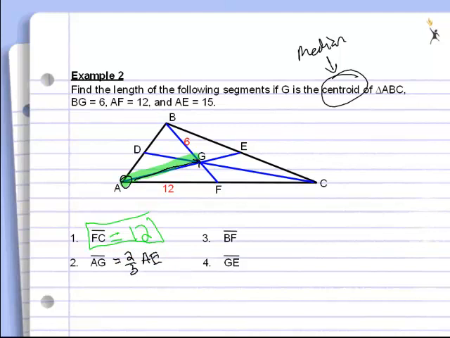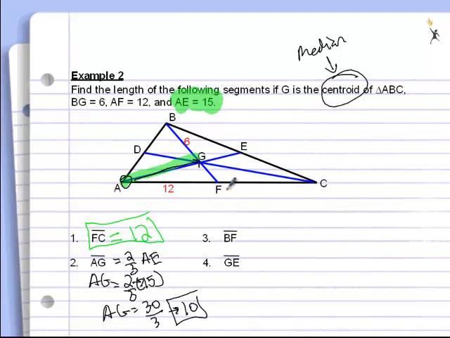Now they told me something up here. Right when I started, they told me that AE was 15. So I can substitute 15 in for AE and actually find what AG is. Remember that when you multiply in a fraction, you multiply straight across and you leave the denominator. Well, 2 times 15 is 30, and we just leave 3 in the denominator. But then you can simplify that. 30 divided by 3 is 10, which means that AG is 10.